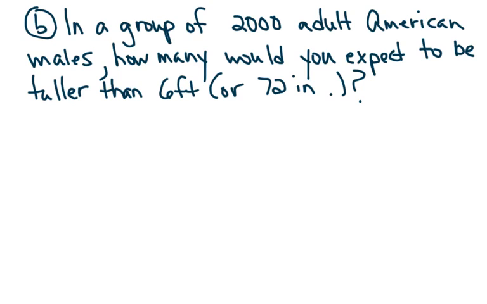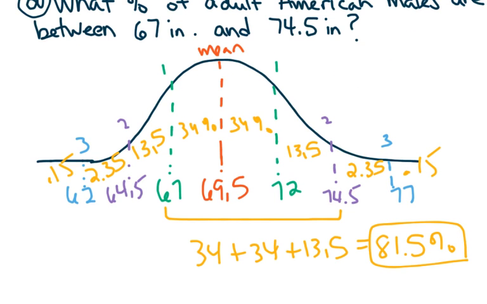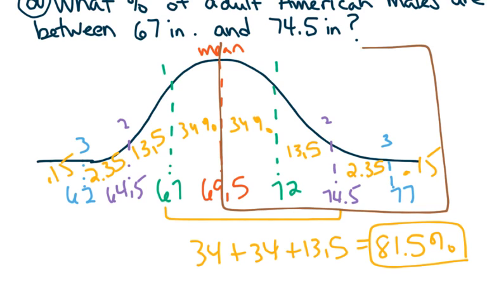In part B, in a group of 2,000 adult American males, how many would you expect to be taller than 6 feet, or 72 inches? Let's go back to the normal curve we drew over here. Because the normal curve is symmetric, we know that this part of the graph is 50% of the population, and the left-hand side would also be 50% of the population.